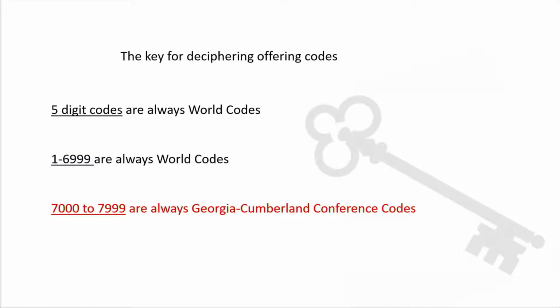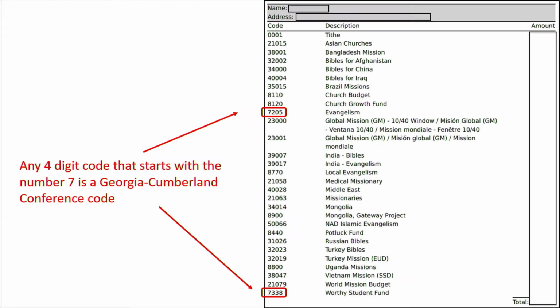7,000 to 7,999 are always Georgia-Cumberland Conference codes. Maybe a better way to say it is this: any 4-digit code that starts with the number 7 is a Georgia-Cumberland Conference code. You see a couple of them here on this Adventist Giving donor envelope.